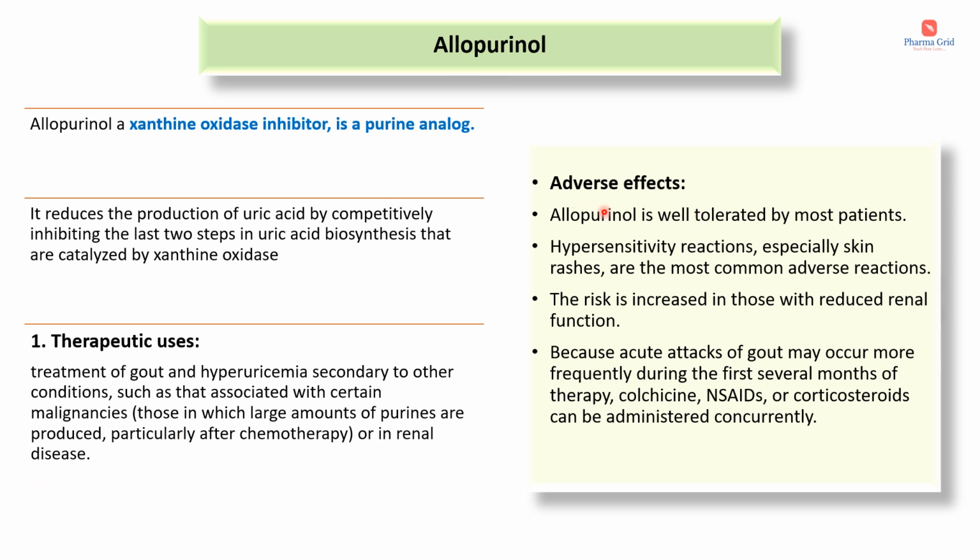Then adverse effects. Allopurinol is well tolerated by most patients. Hypersensitivity reactions, especially skin rashes, are the most common adverse reactions. The risk is increased in those with reduced renal function. Because acute attacks of gout may occur more frequently during the first several months of therapy, colchicine, NSAIDs or corticosteroids can be administered concurrently.